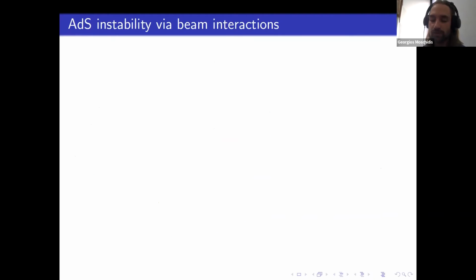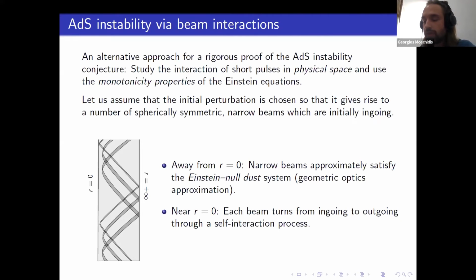Anyway, let's go back to the problem of the instability of AdS for the Einstein-scalar field system. What I want to do now is sketch to you a proof of the conjecture in the case of the spherically symmetric Einstein-scalar field system. First, I'm going to give you a heuristic mechanism, and then I'm going to tell you how this mechanism can be rigorously implemented to give a full proof of the conjecture.